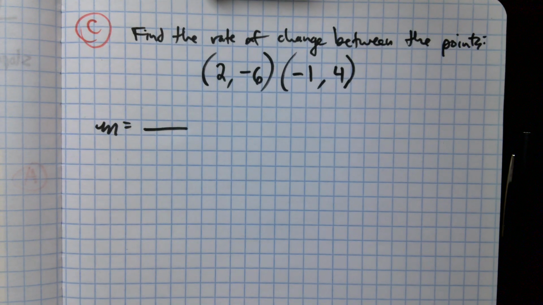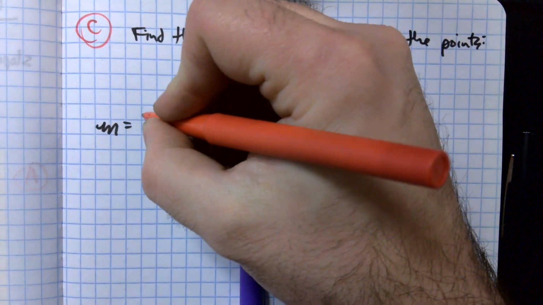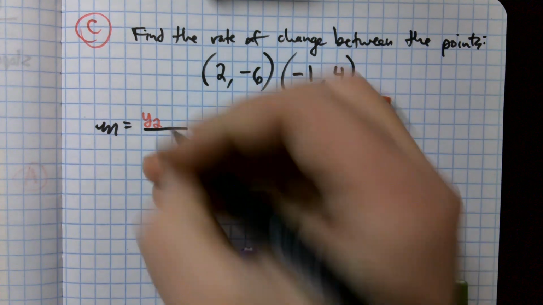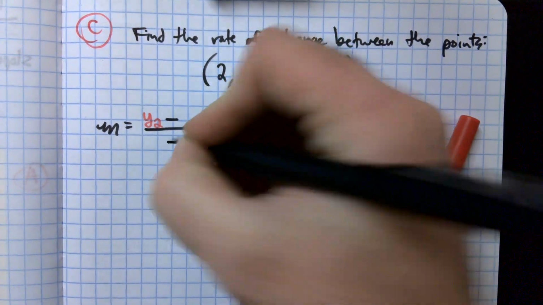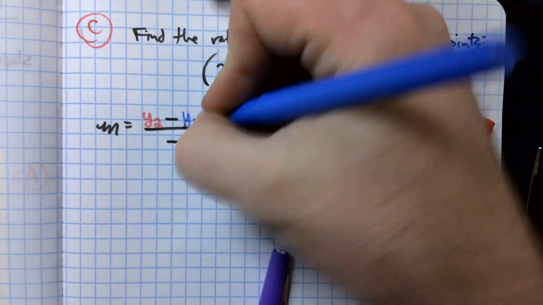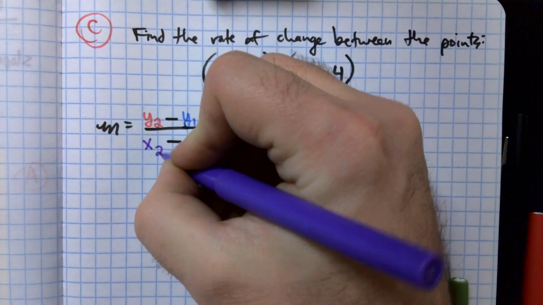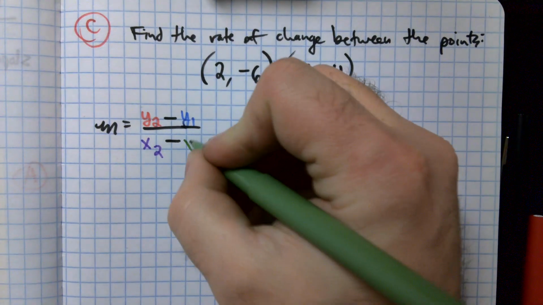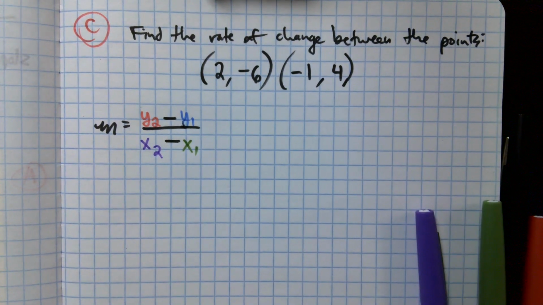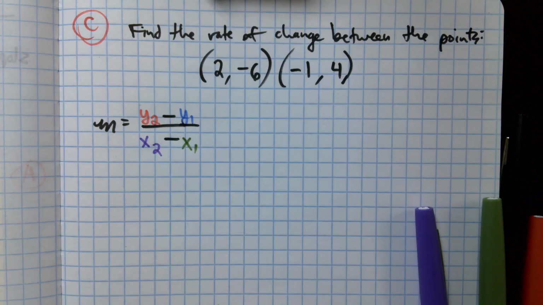1, 2, 3, 4. M is equal to y2 minus y1 over x2 minus x1. Why would it be the second number first and then the first? Well, it doesn't really matter. Like, why is it always x2 instead of like x1 minus x2? But they would be.